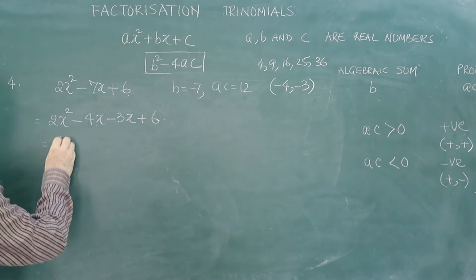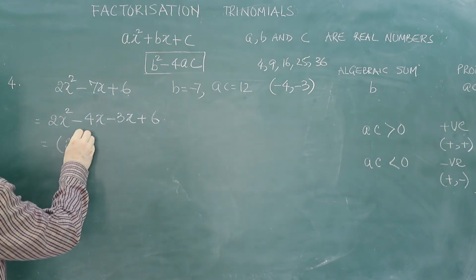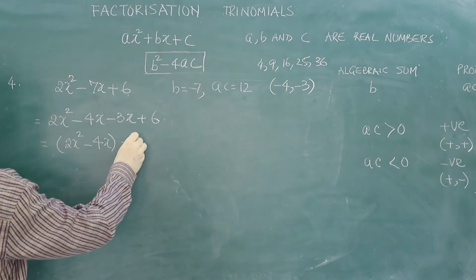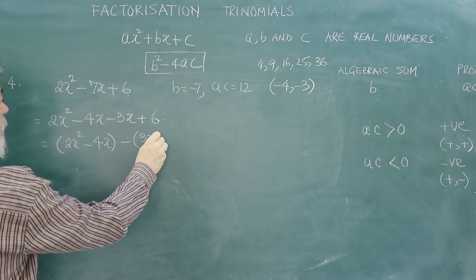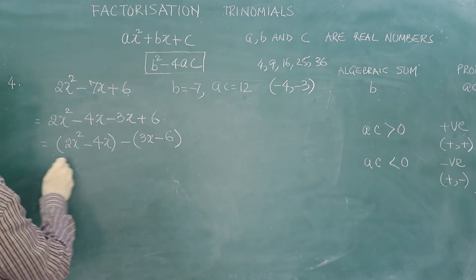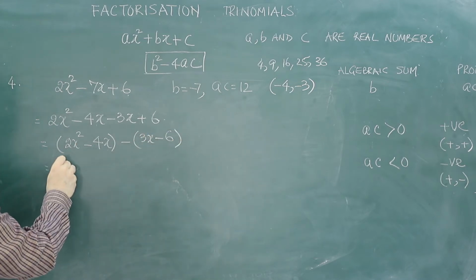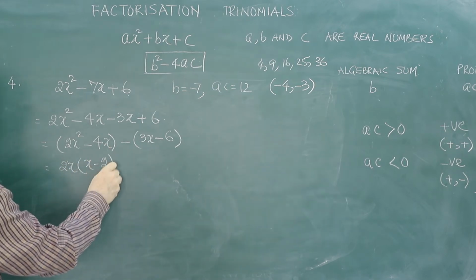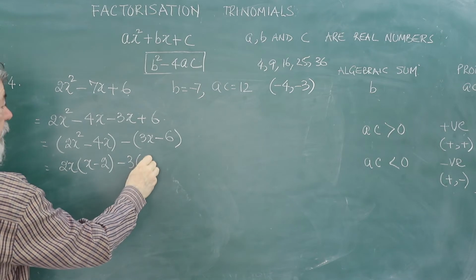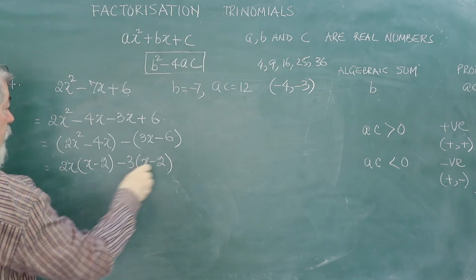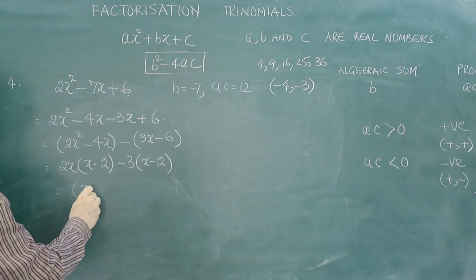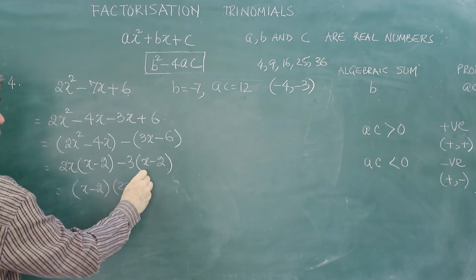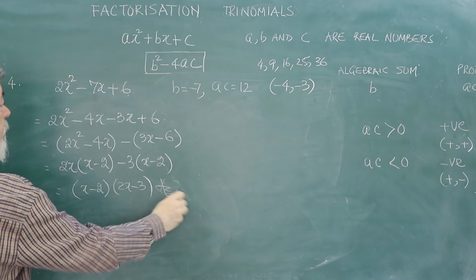Now pair them off. 2x squared minus 4x, and let us take minus here, so minus 3x minus 6. Out of 2x squared and 4x, 2x is common, which leaves x minus 2. Out of this, 3 is common, x minus 2. So x minus 2 and 2x minus 3. So this is the answer.